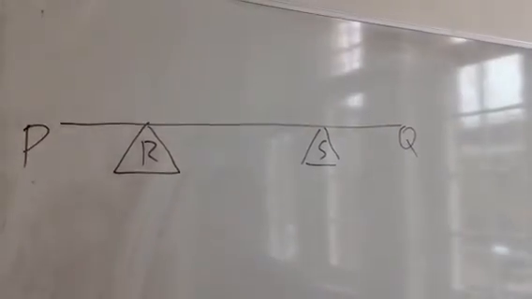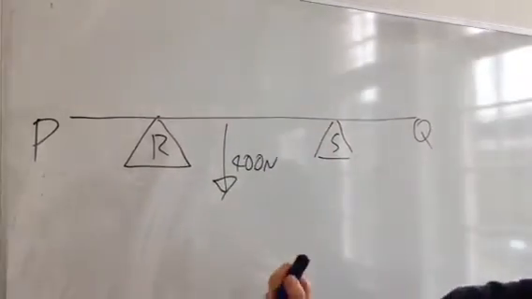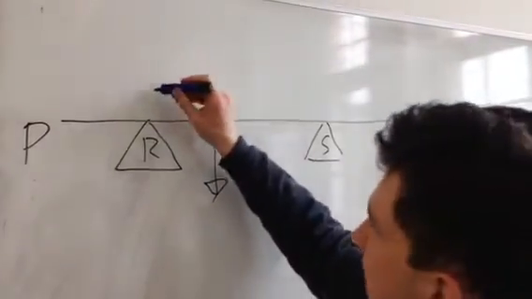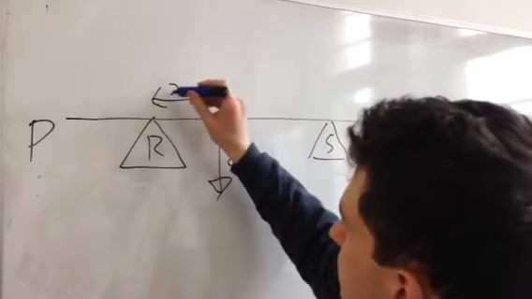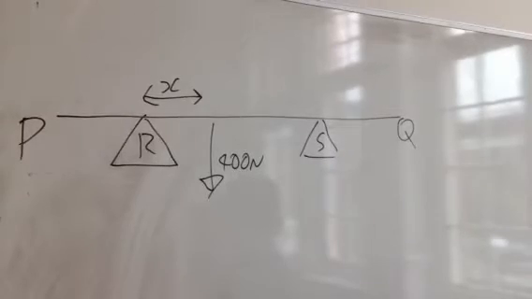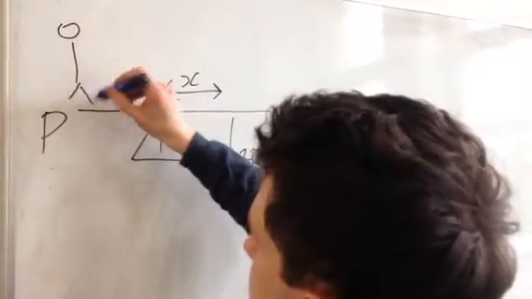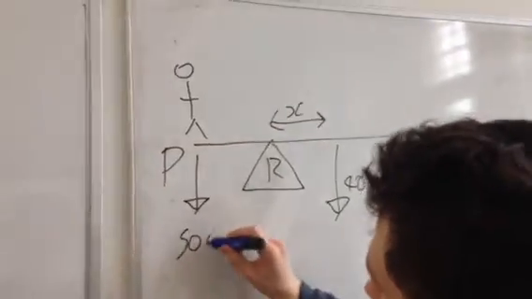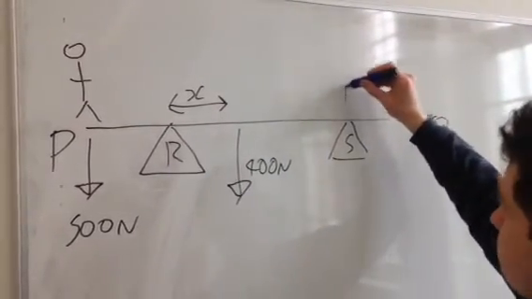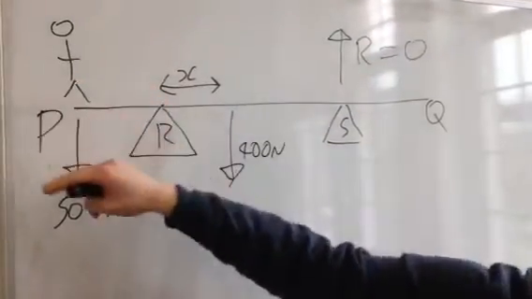Now, the beam is non-uniform, so we've got a force of 400 newtons acting down, but this is off-centre. And I'm going to label this distance x, because that's going to come in useful later for part I. Now, a buoy of weight 500 newtons can just stand at end P. Significantly, the question says just stand. So that means this reaction force here is reduced to 0 because the board is about to tip.